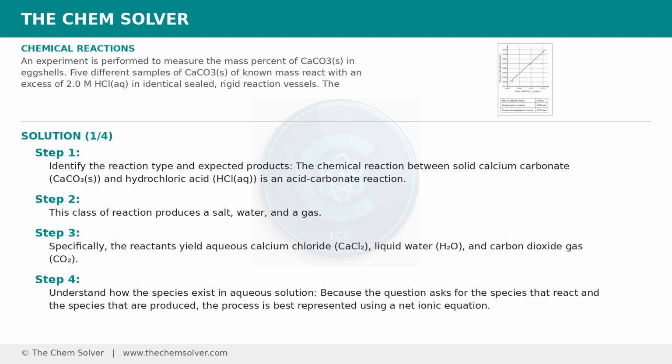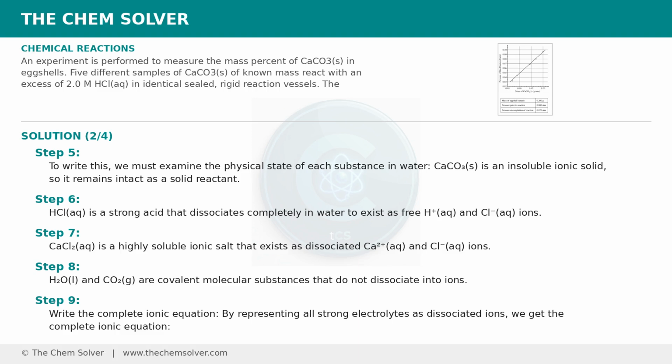Understand how the species exist in aqueous solution, because the question asks for the species that react and the species that are produced. The process is best represented using a net ionic equation. To write this, we must examine the physical state of each substance in water. CaCO3 is an insoluble ionic solid, so it remains intact as a solid reactant.